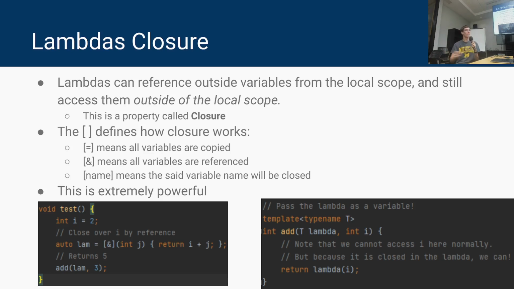But because the lambda here referenced i, that is closed over i is like the fancy terminology for it, when you call the lambda in a different function, it will still have a reference to this int from the other function. So it's kind of weird to think about, but you can do some really, really powerful things with this. Because you can pass, for example, let's say, I'm trying to think of a good example now. But basically whenever you have a callback to something, it's one of those things that you honestly just kind of intuitively use.